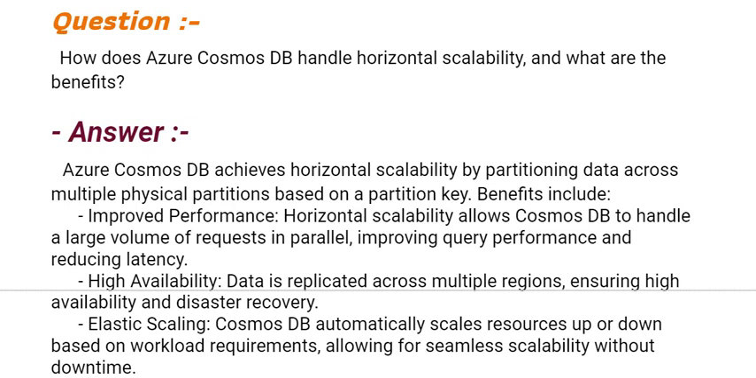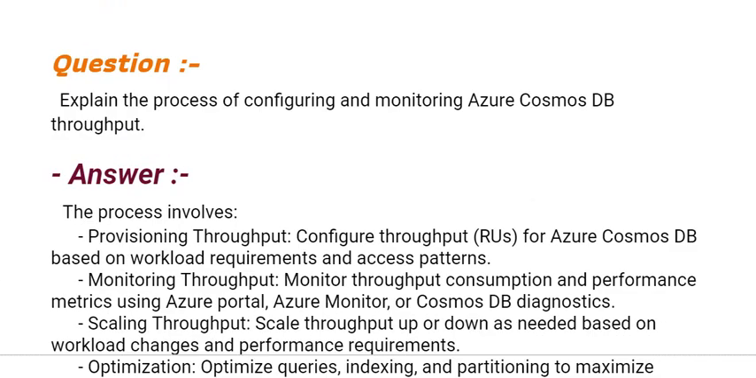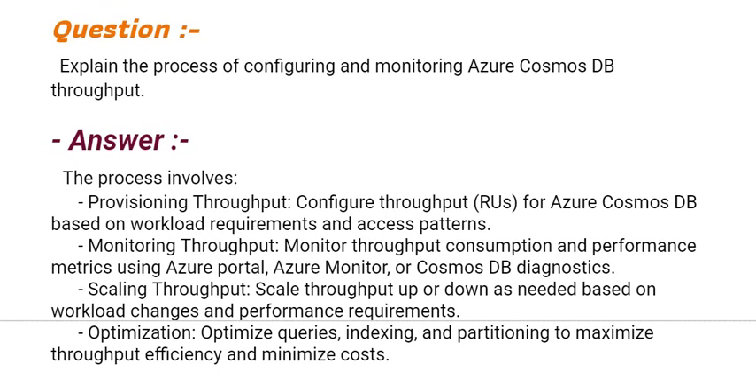The second one is high availability. Data is replicated across multiple regions, ensuring high availability and disaster recovery. And the third one is elastic scaling. Cosmos DB automatically scales resources up or down based on workload requirements, allowing for seamless scalability without downtime. Our next question is, explain the process of configuring and monitoring Azure Cosmos DB throughput.